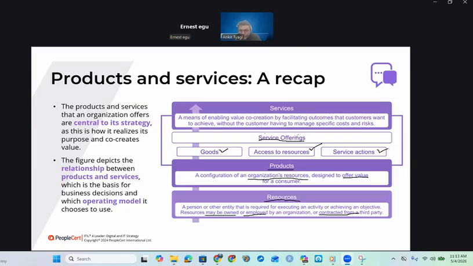Service offerings can be individually offered, can be only goods, can be only access to resources, can be only service actions, or it can be a combination of all of these three. Right. So for example, if I'm purchasing a laptop, I get an access to OneDrive for free for 1 year. Along with that, I also get the desktop support for any issues that I may face going forward. So it could be a combination of all these three, or it could be offered individually as well.